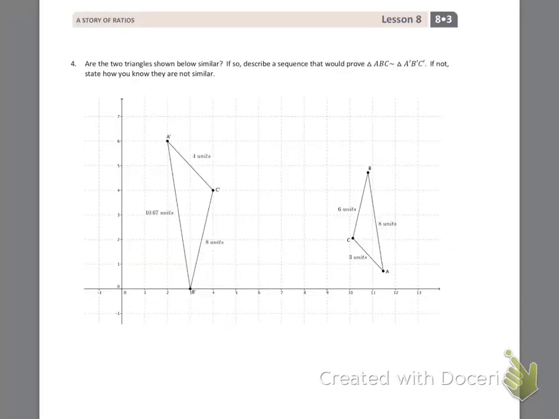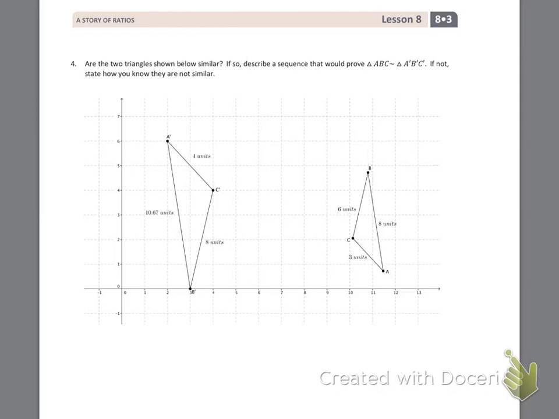Okay, in exercise 4, again, try this on your own and then check your work against mine. So they're asking, are the two triangles below similar? If so, describe a sequence that would prove ABC similar to A prime, B prime, C prime. If not, state how you know they are not similar.